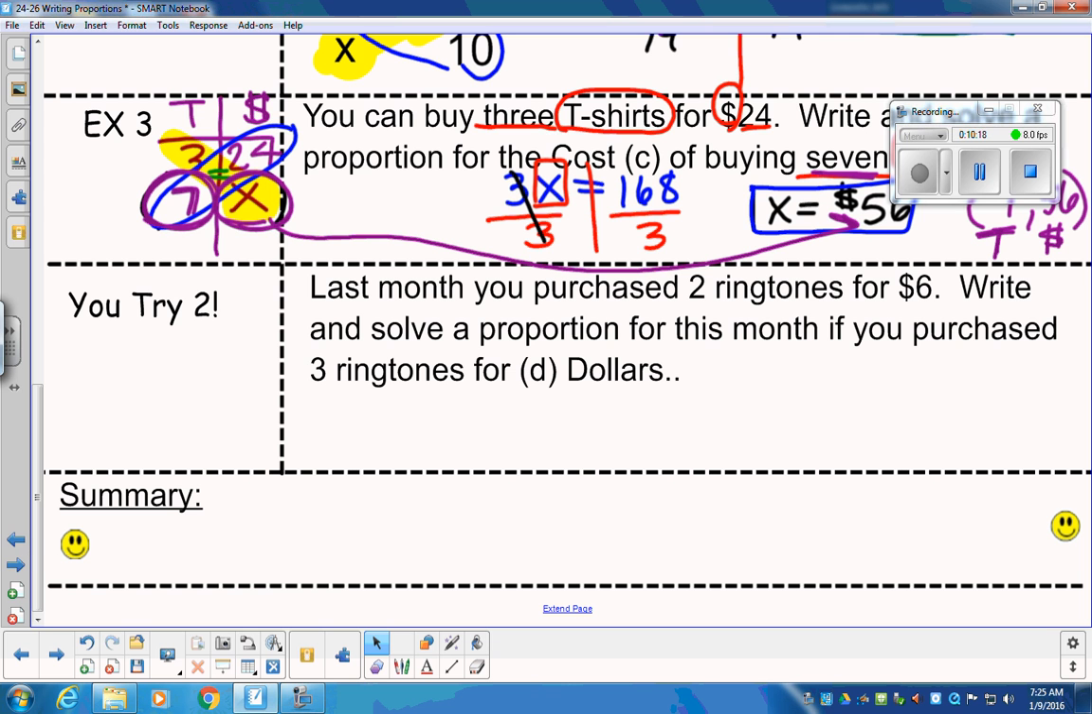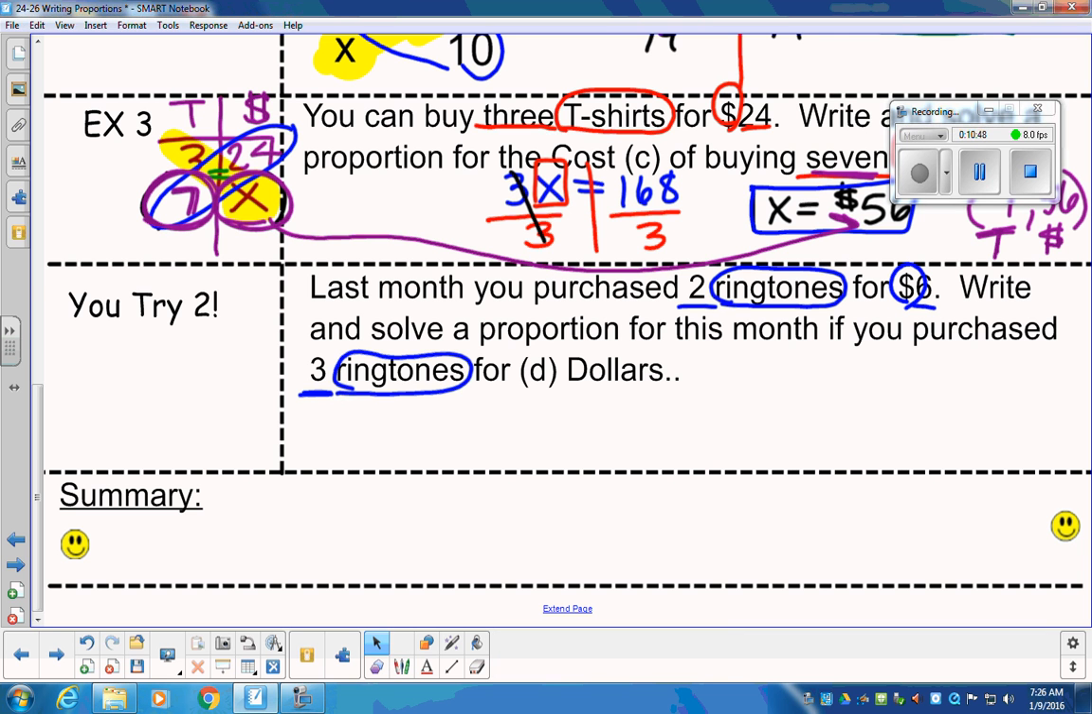Do try number 2. Last month, you purchased 2 ringtones for $6. Our job is to underline every time we see a number. So we see 2. What's the label? Ringtones. For $6. What's the number 6? What's the label? Dollars. Write and solve a proportion for this month. If you purchase 3, underline the number. What's the label? Ringtones. For D, dollars.